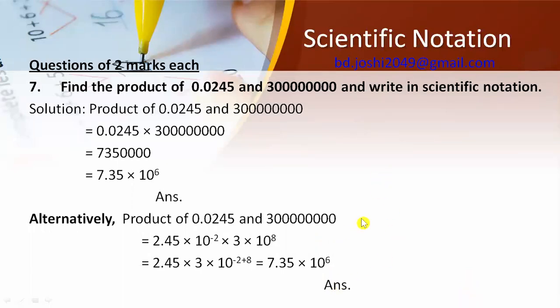Sir, yes, please sir. In 0.0245, why do we put the point after the 2 in 245? We have to put the decimal after one digit. When writing in scientific notation, the decimal is placed after one digit. Yes, sir. When placing the decimal after 2, we moved 2 digits to the right side. So there is power minus 2. Yes, sir. It's okay? Yes, sir.